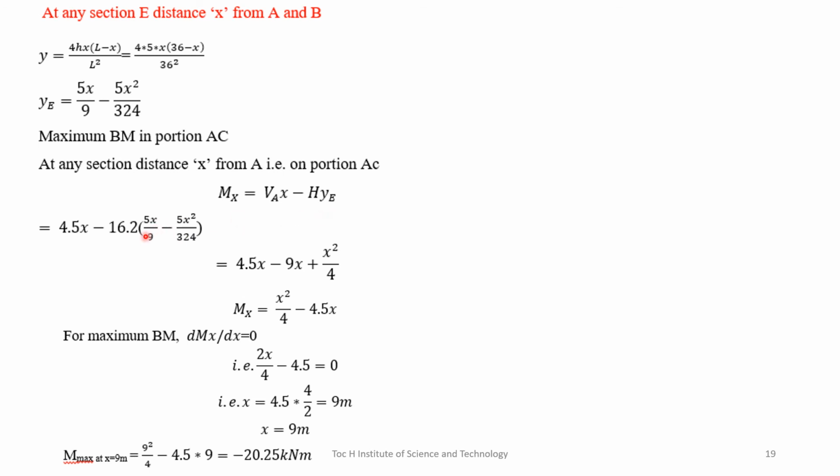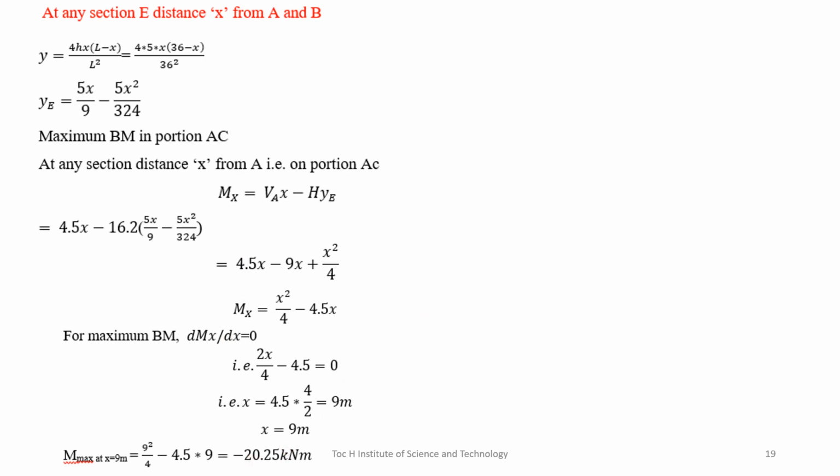So what is the value of y? y is equal to 4hx into (L minus x) divided by L square. That is, the section is at a distance x from the support A, so keep x as such, so that y is equal to 5x by 9 minus 5x square by 324. So you will get Mx equal to x square by 4 minus 4.5x. To get the maximum moment, just take the differential and equate to 0 to find the value of x, and it is equal to 9 meters. Okay, so the maximum bending moment at x equal to 9 meters, substituting here, is equal to minus 20.25 kilonewton meters.